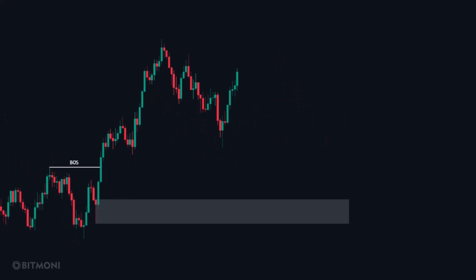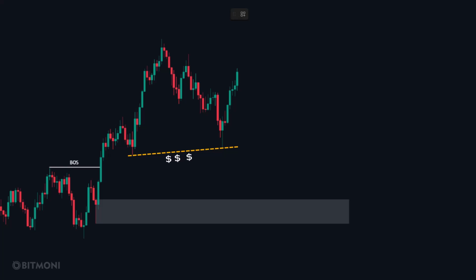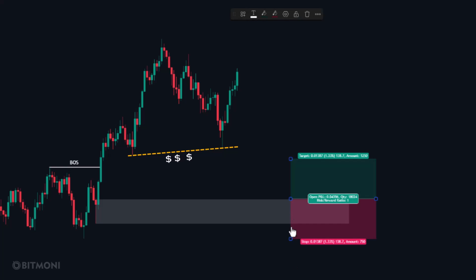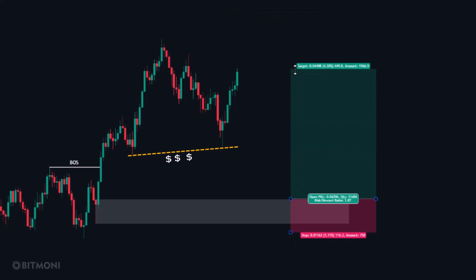Returning to our original example, since we've already identified the demand zone, the next step is to locate a liquidity level just above it. In this case, we can see that price has formed a double bottom, rejecting the same level twice. This indicates a buildup of liquidity beneath that level. Once we've identified the liquidity zone, we move on to the final step, trade entry. The entry process is straightforward. Just place a buy limit order at the top of the demand zone, set your stop loss below the zone, and set your take profit at the next significant high.